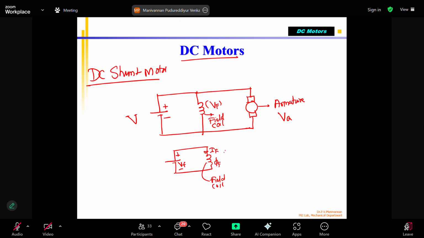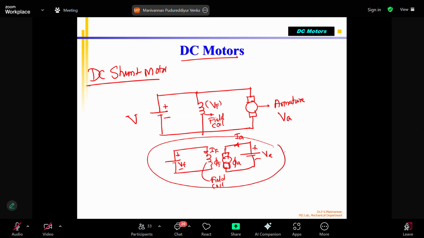So the flux phi F is created. Nearby, they put one more armature symbol, and they may show it like this, with plus and minus. This is my VA, this is my IA, so there will be a phi A. This also represents the shunt motor. But sometimes some books, for understanding purposes, show a single power supply, though what you need is two current sources. One current is flowing, this is my IF, and this is my IA.